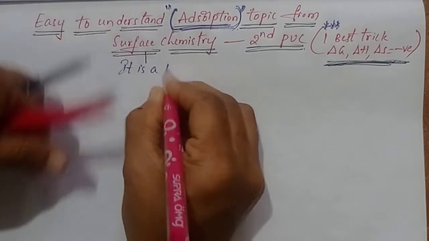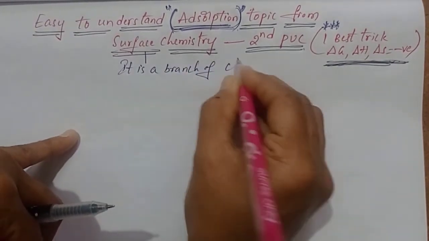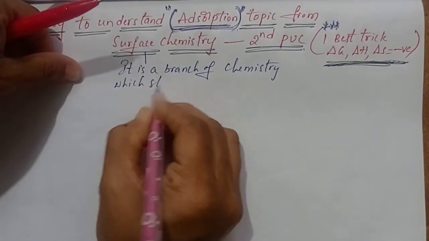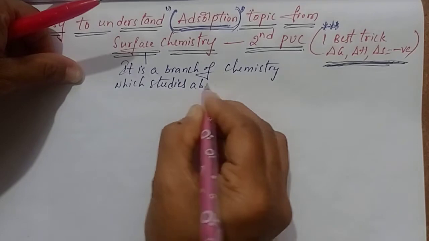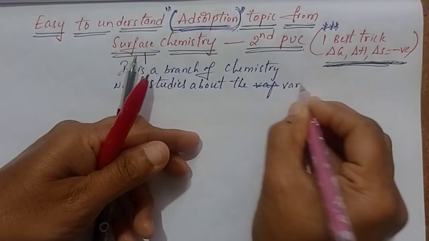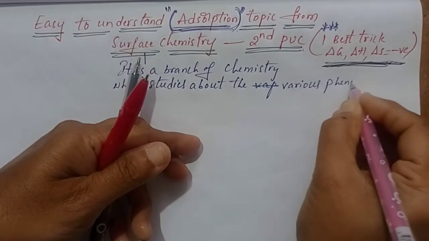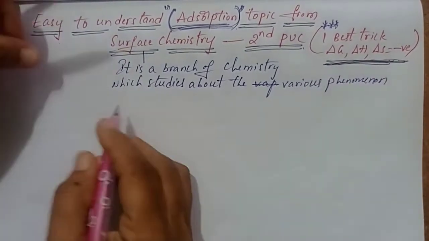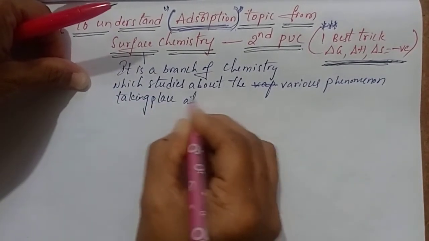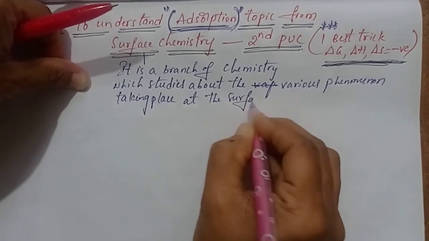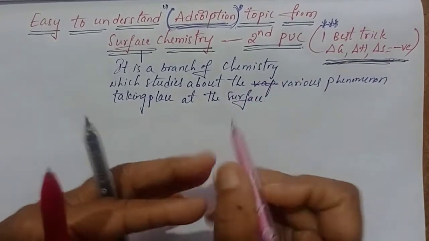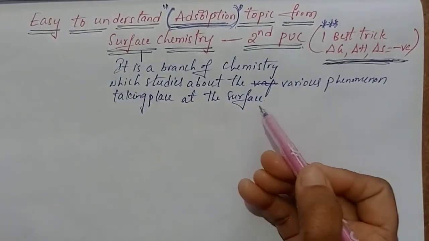Definition: it is a branch of chemistry which studies the various phenomena taking place at the surface. Clear? Since they happen at the surface, we can call them surface phenomena, students.